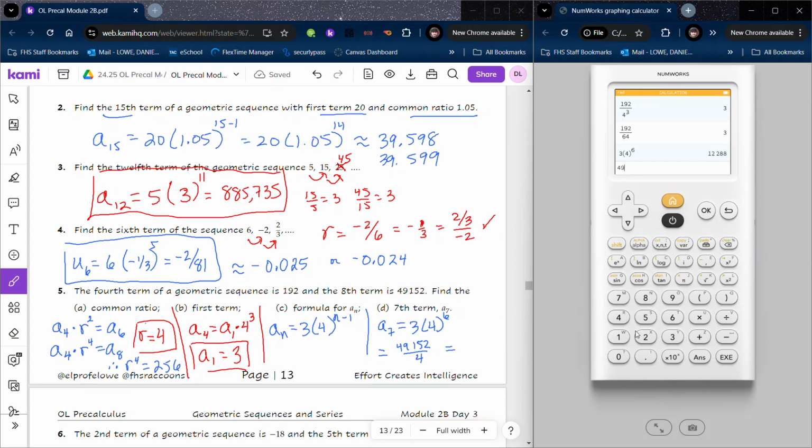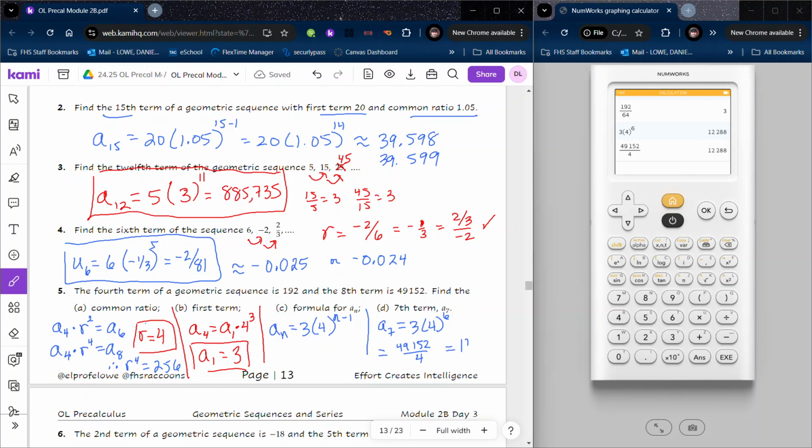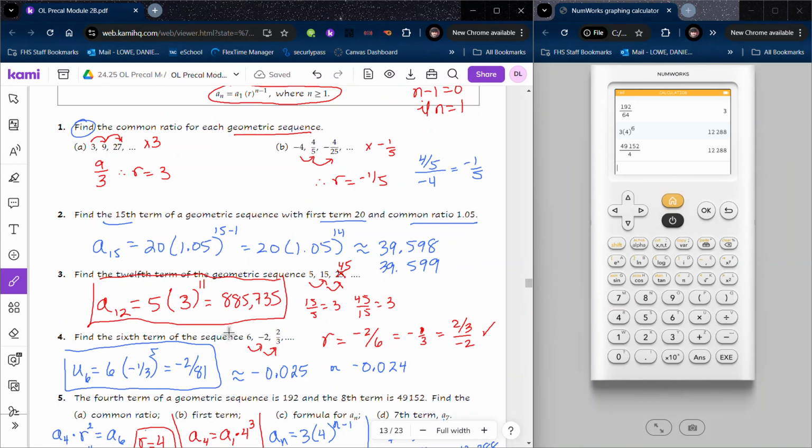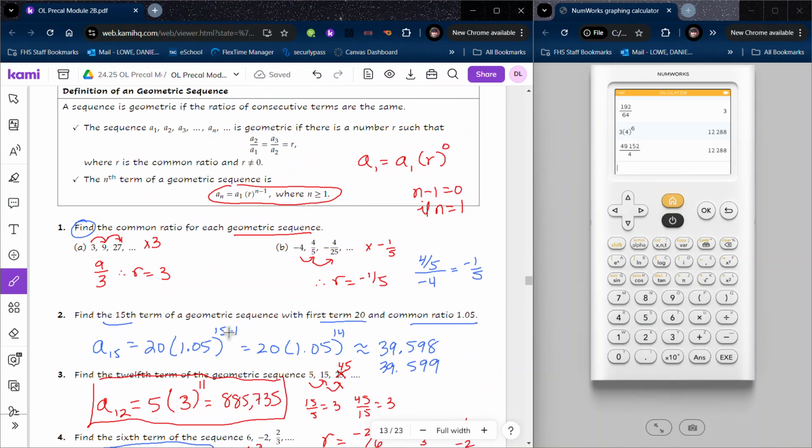So we see 3 times 4 to the 6th power, and we see 49,152 divided by 4. We should end up with the same answer, and we do. That's 12,288. In the next video, we will continue with these notes, but that's an initial look at working with our geometric sequences and their given terms.